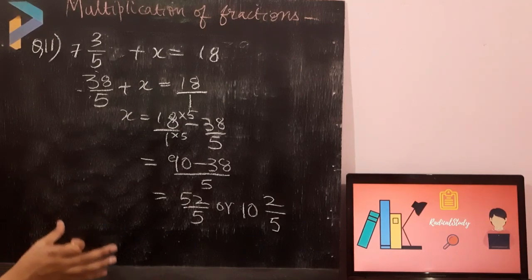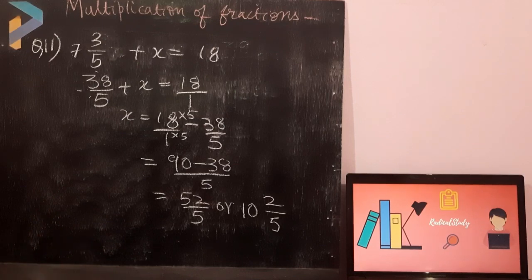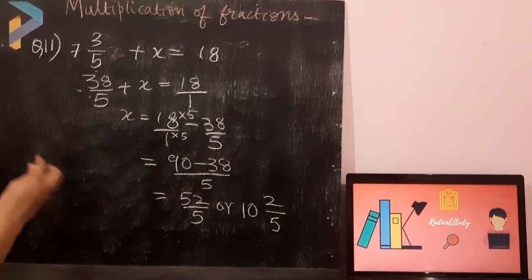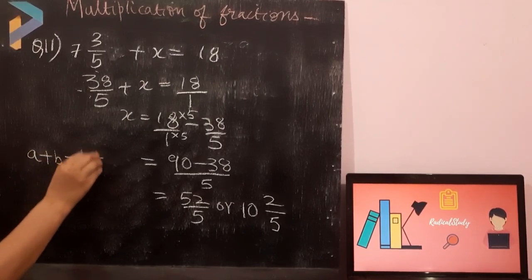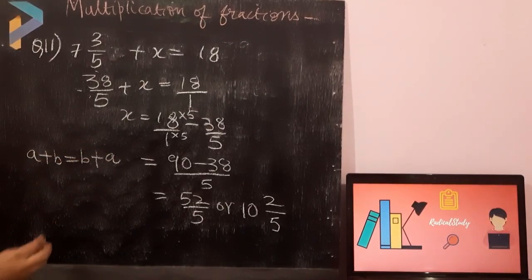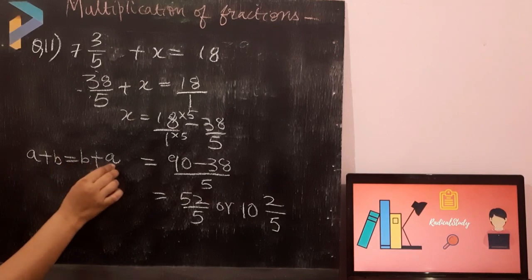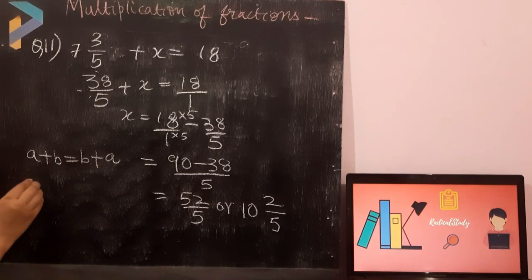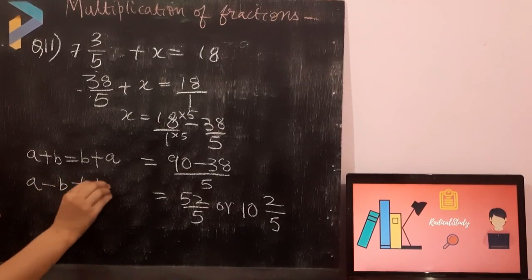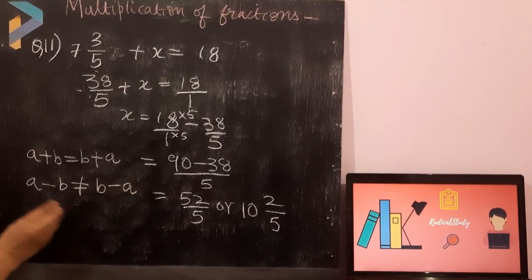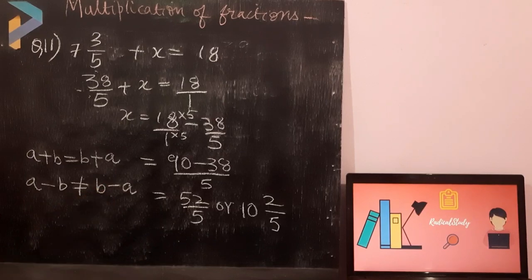So those properties will be written in your classwork copy in short. For example, you are writing commutative property for addition. So you will write like this: a plus b is equal to b plus a, and commutative property follows in addition. When you are writing it for subtraction, then you will write like this: a minus b is not equal to b minus a. Commutative property does not follow in subtraction.